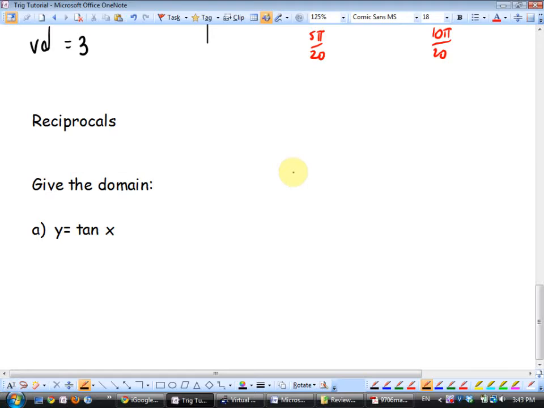So I would go like this. Tangent, tangent, tangent. Ooh, let's use the funky graph paper that I have. I would say it goes through 0, 0. Remember, it's got asymptotes right there and right there. Where is right there and right there? What are the x values of those asymptotes?